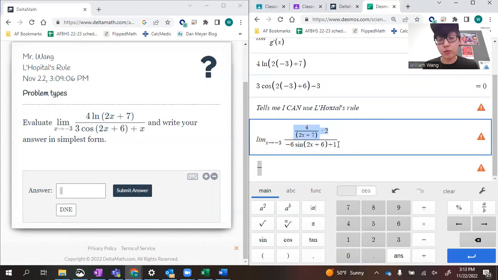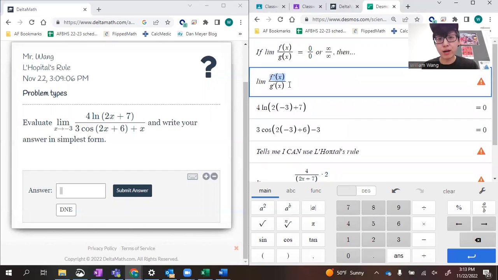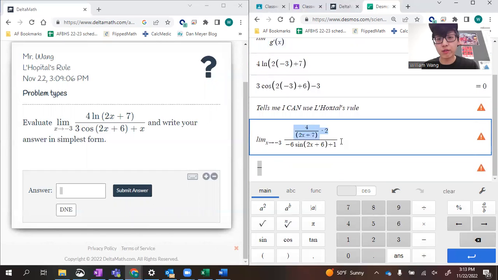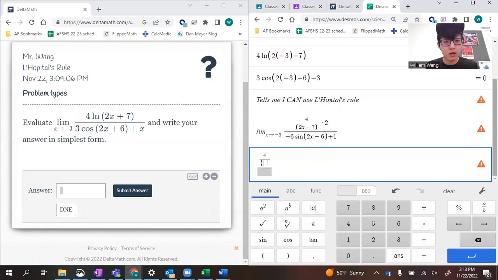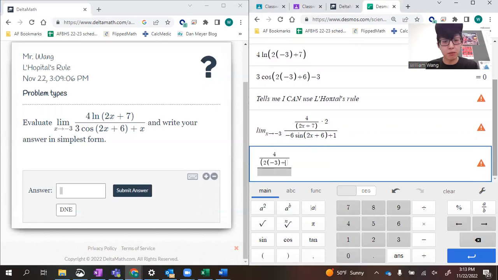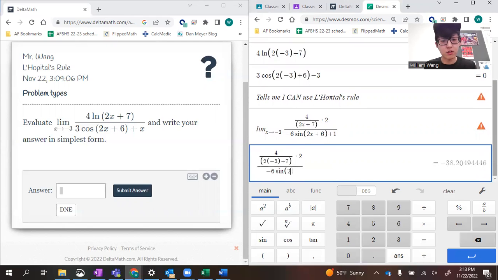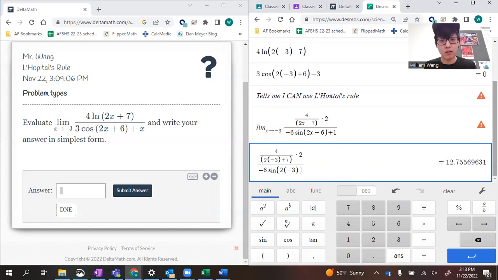I did L'Hopital's rule by taking the derivative. I did f prime, and then I did g prime. So I have the derivative of the top and the bottom. And now I just got to plug in -3. So let's do that. 4 divided by 2 times -3 plus 7 times 2. All right, -6 sine of 2 times -3 plus 6 plus 1. Let me change this to radians. Okay, so my answer is 8, right?